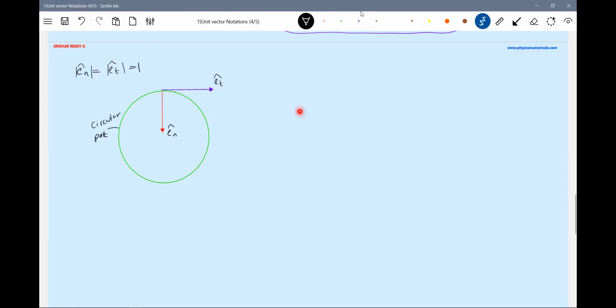Suppose there is a curvilinear path, and a particle moves like this. Here I can define one vector, e_theta, along the path, and another, e_normal, perpendicular to the path. So these are also unit vectors. Again, what is the magnitude of that? Okay, got the idea now?